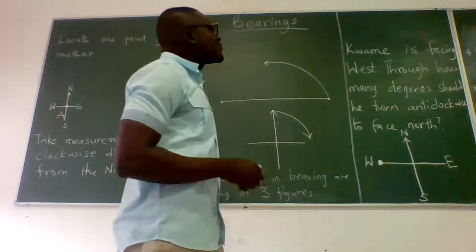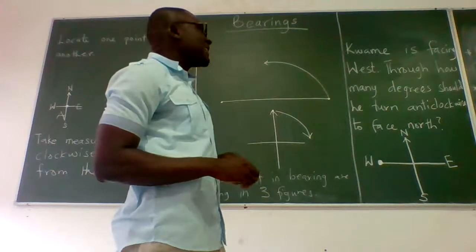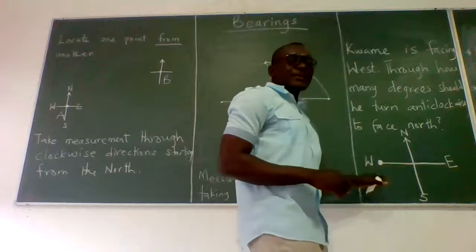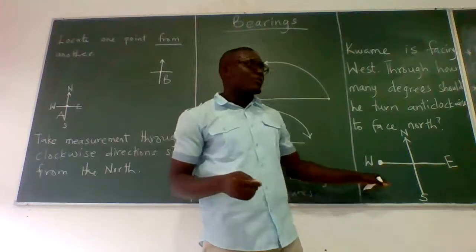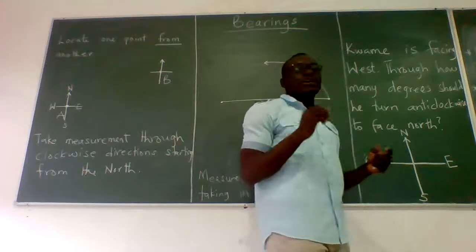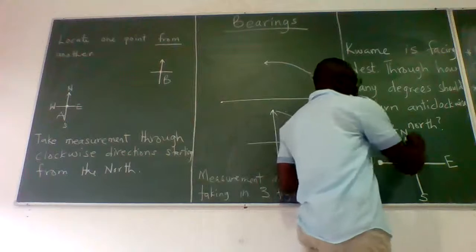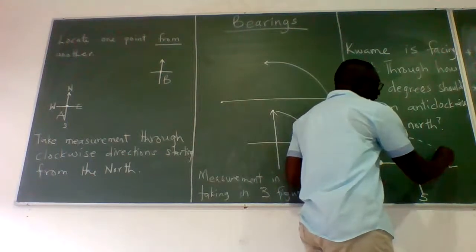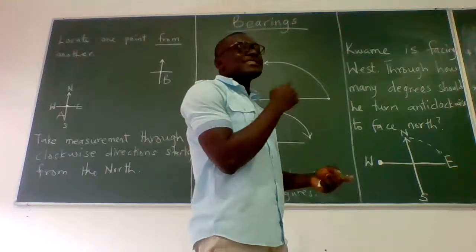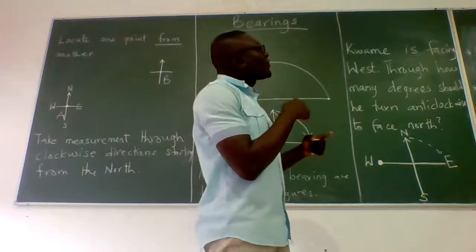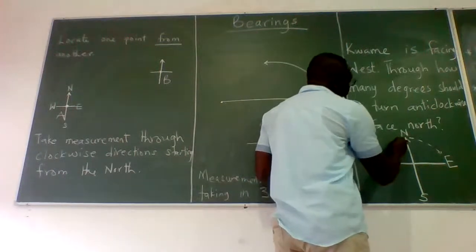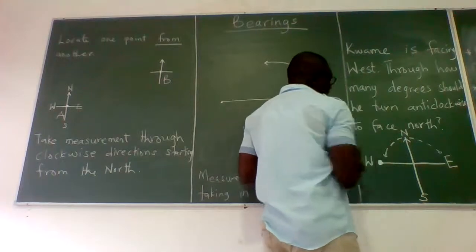And the question is saying, through how many degrees should he turn anti-clockwise? So at this point, we want to find out which direction is clockwise and which is anti-clockwise. When we talk about clockwise, just picture how the hand of the clock moves. You know that the hand of the clock moves this way. So that is the clockwise direction. But this time we want to move anti-clockwise, so counter-clockwise. You are moving in the opposite direction to clockwise. So that should be somewhere in this direction.